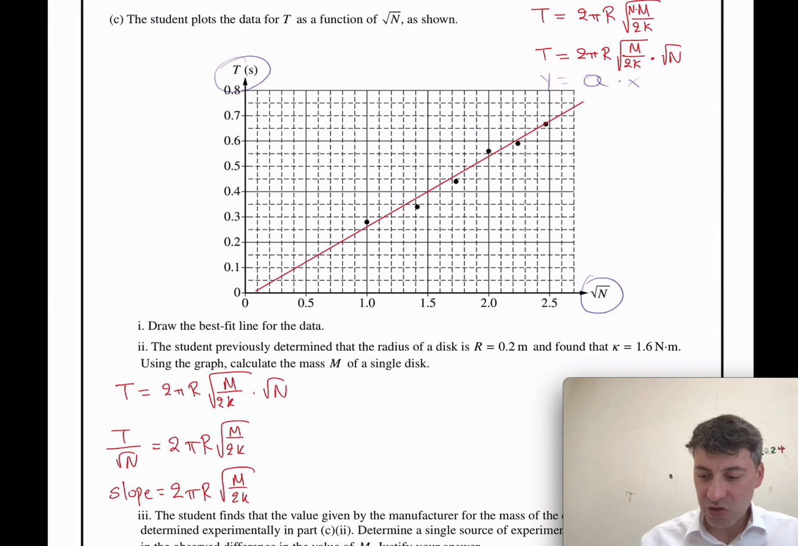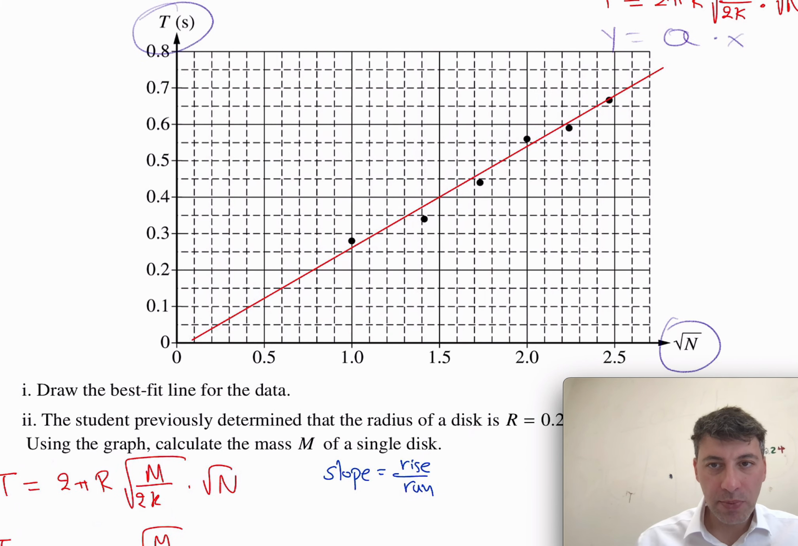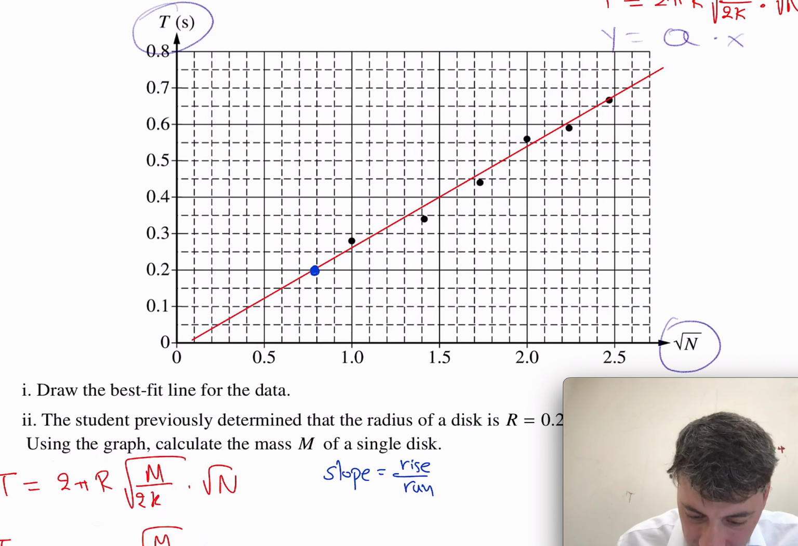So the slope of this graph will be equal with 2 pi r root of m over 2k. So before we do anything else, we need to stop and find the slope, and we remember that the slope is rise over run. And a little bit careful, we need to find any 2 points on this graph that belong exactly on the grid, on the lines of the blocks, on the lines of the graph. One point that I see, and it is almost clear, is this point where the period is 0.2. And another point that I see is this point here, where the period is 0.6.